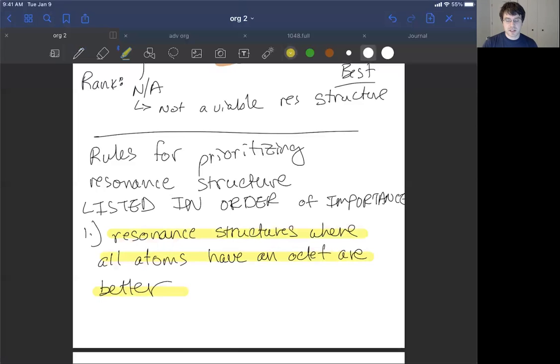Well, you might say, wait a second, last time we talked about rules for even drawing resonance structures, and you said you can't break the octet rule. That's not what I said. I said you can't exceed the octet rule. You actually will sort of violate the octet rule in many cases when you're drawing resonance structures.